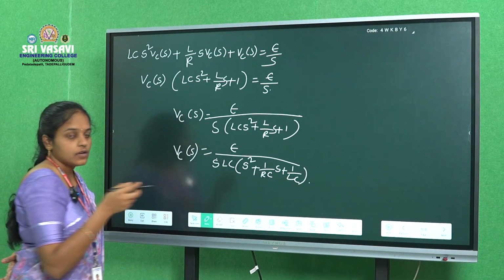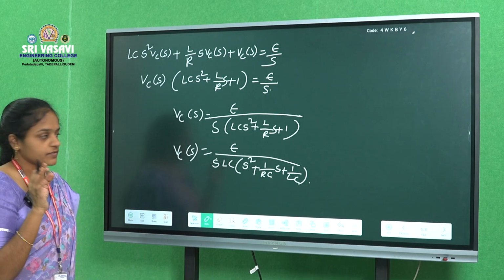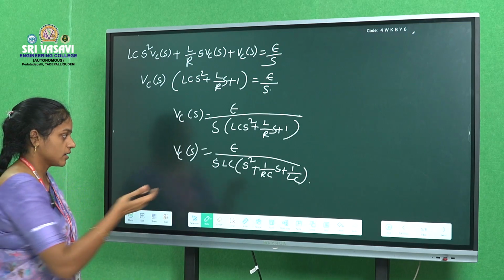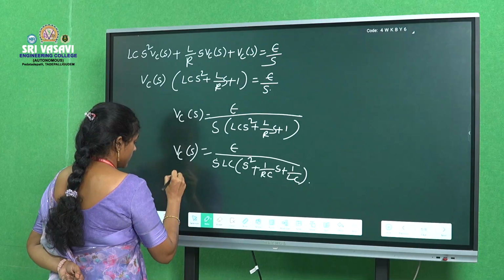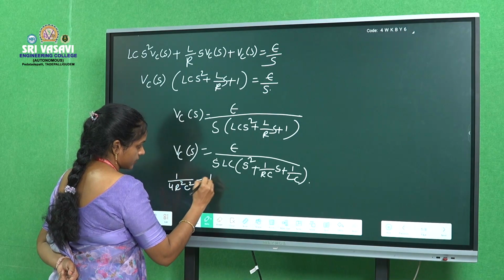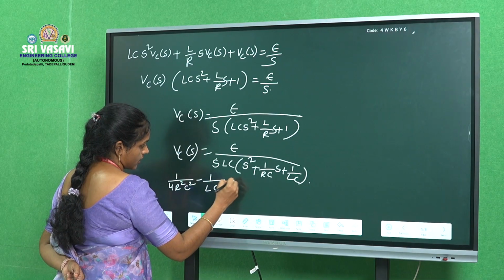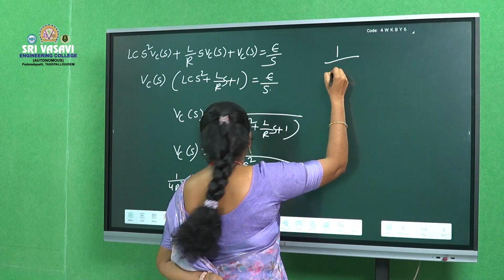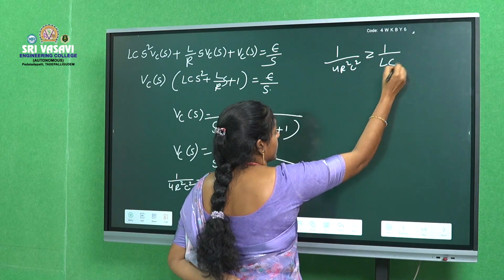Then only we will get no transient voltage across the resistance. If these roots are not real, then the arc will remain. If we apply this b square minus 4ac rule, then we can write 1 by 4r square c square minus 1 by lc is greater than or equal to 0.